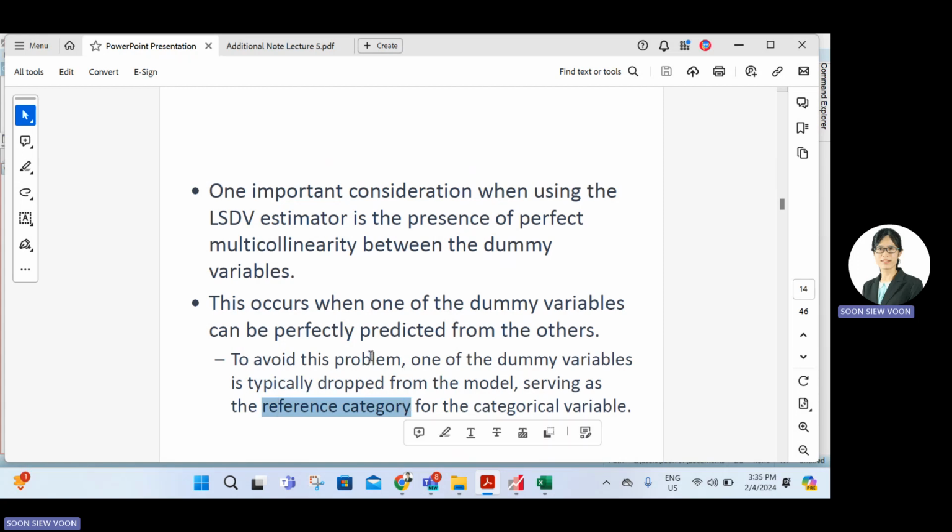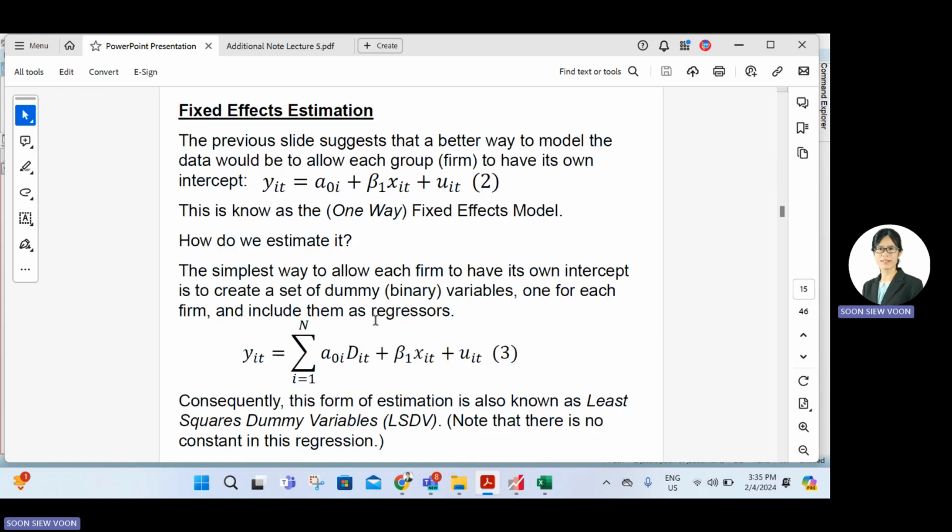Let's say, for example, if I want to use 0 and 1 to represent gender, I create 1 for male and 0 for female, so just one dummy variable for gender, right? If you create another dummy variable for gender as well, this might cause perfect multicollinearity.